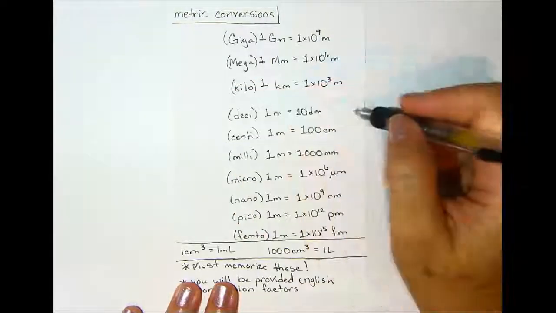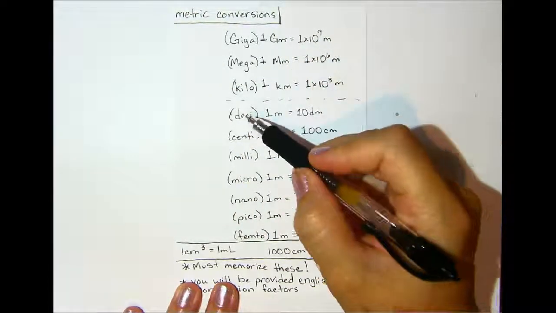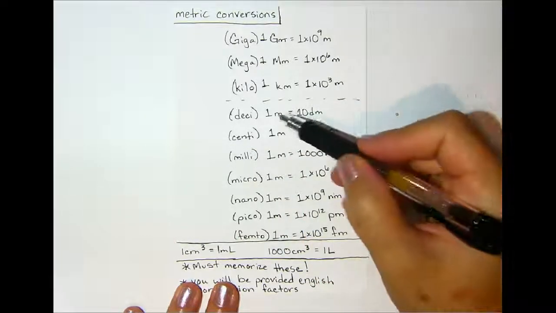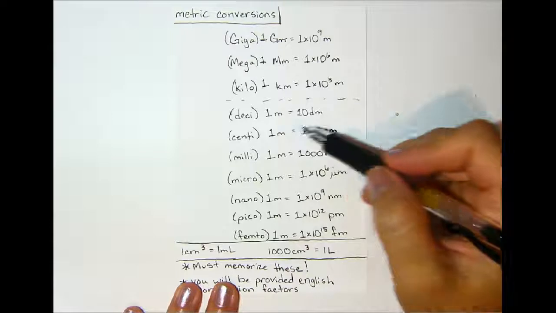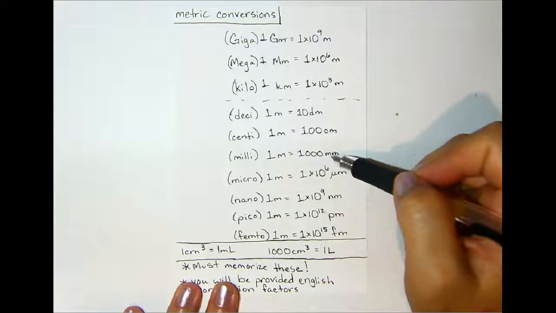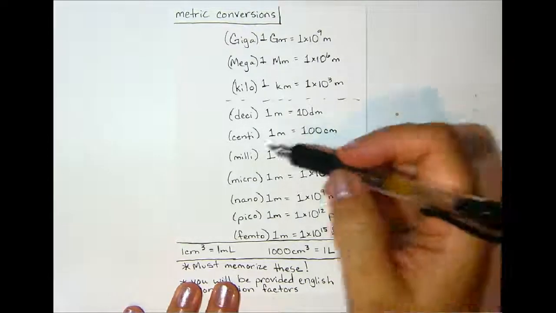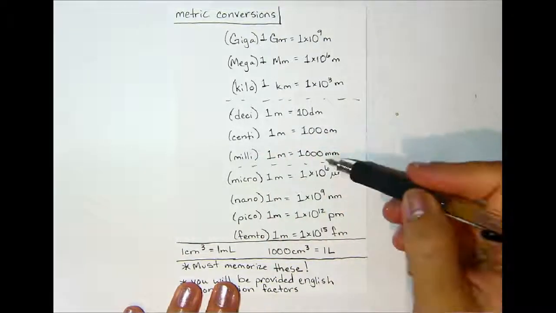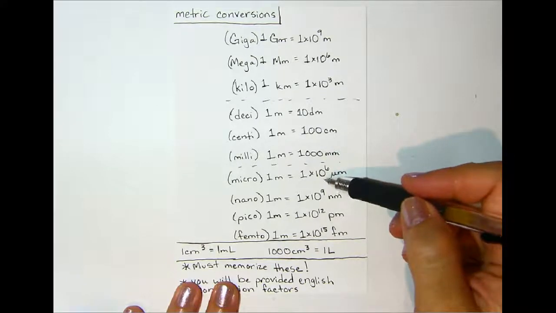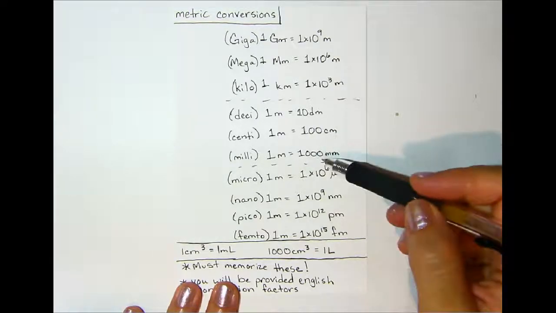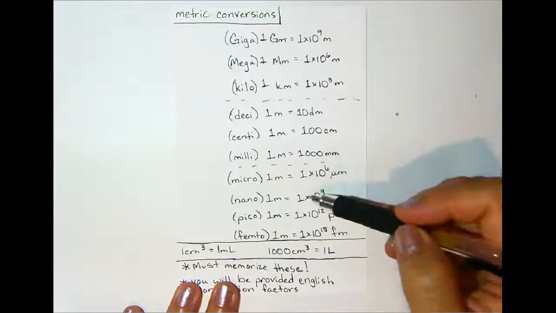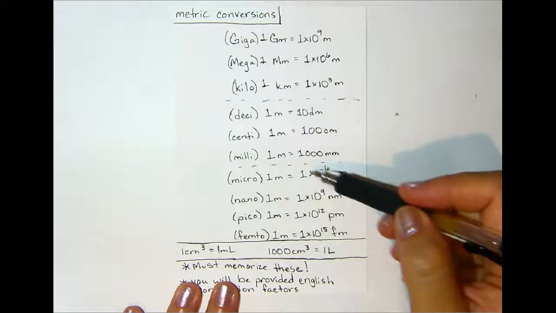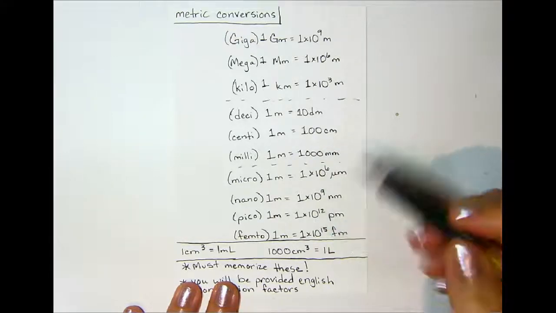Then, as you get below the base unit, you go into deci, centi, milli, which is going to be 10, 100, 1,000. 1 meter is 10 decimeters, 1 meter is 100 centimeters, 1 meter is 1,000 millimeters. And then, once you get below this point right here, then you start moving by a factor of 1,000. So notice that we're going to go from 1,000 to 1 times 10 to the 6, times 10 to the 9, times 10 to the 12, times 10 to the 15. It moves up by 3, 6, 9, 12.